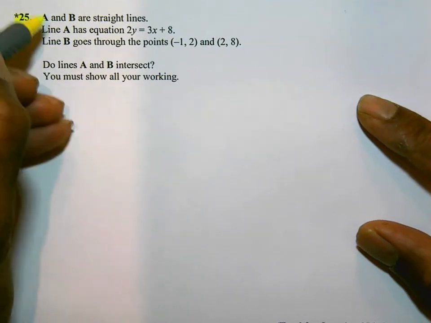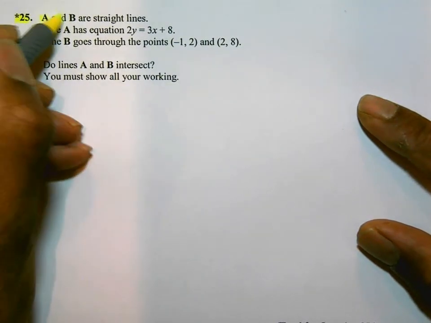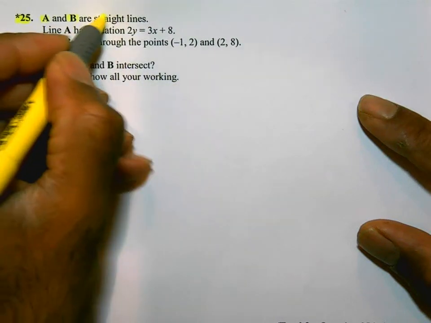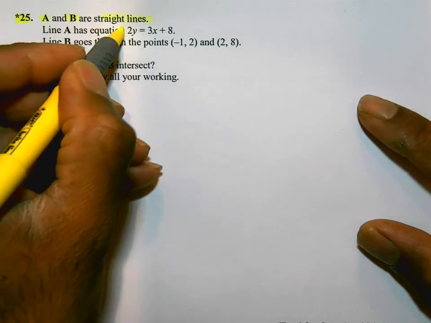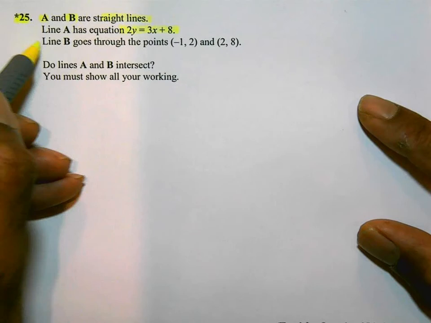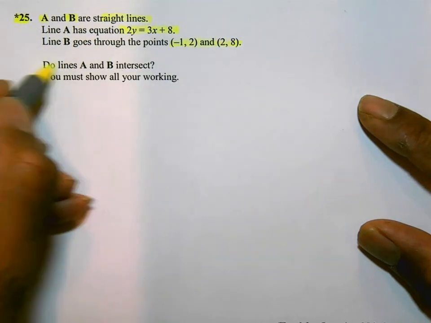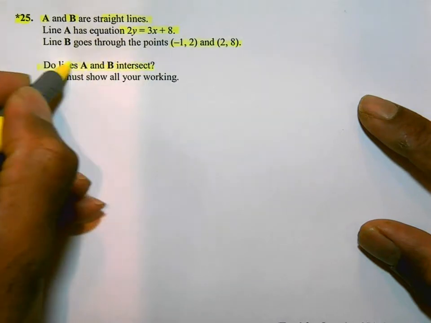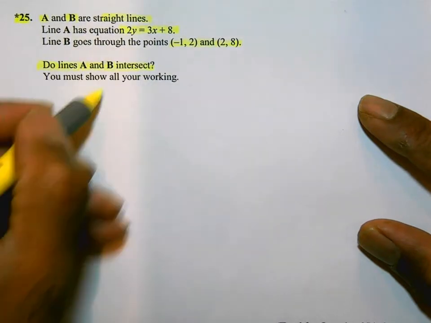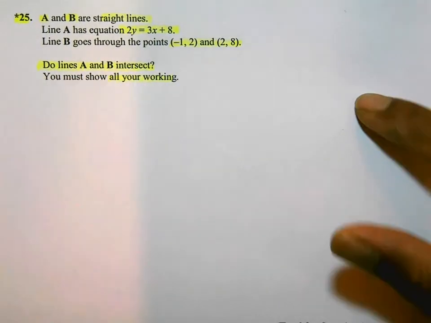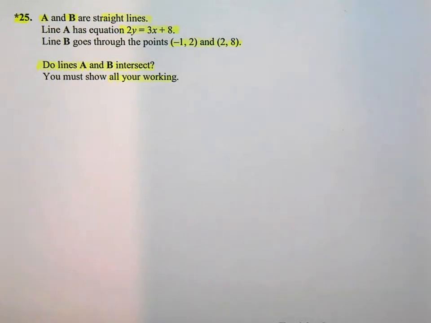Let's read the question. The question says A and B are straight lines. The line A has equation that. The line B goes through these 2 points. Do lines A and B intersect? That means, do they cross? You must show all your workings. Okay, so this is a starred question.